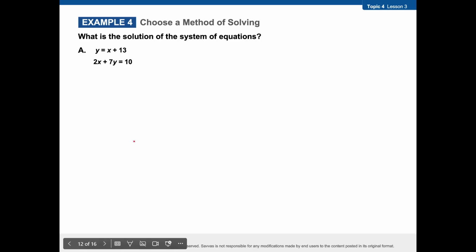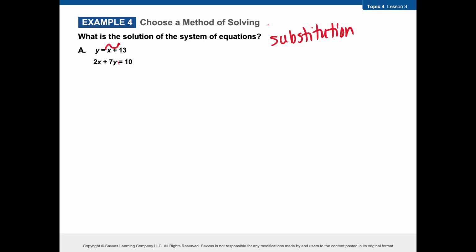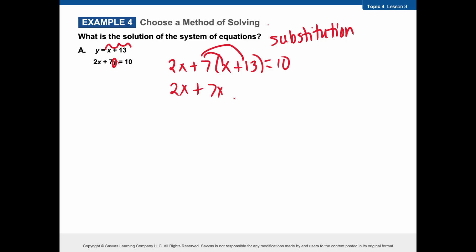And then you always have a choice. If you see an equation that's written in slope-intercept and one in standard form, then I would use substitution as a better method. I can go ahead and substitute x plus 13 where the y is and write it as a distributed property. That becomes 7x, and that becomes 91.